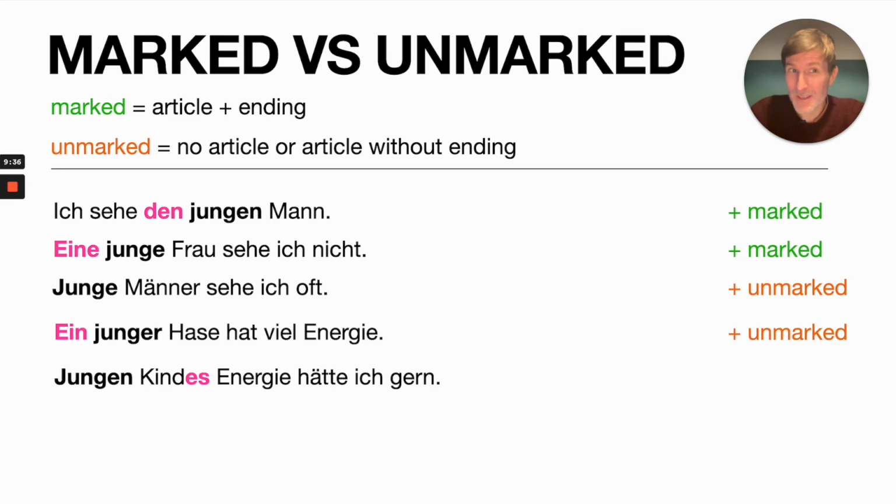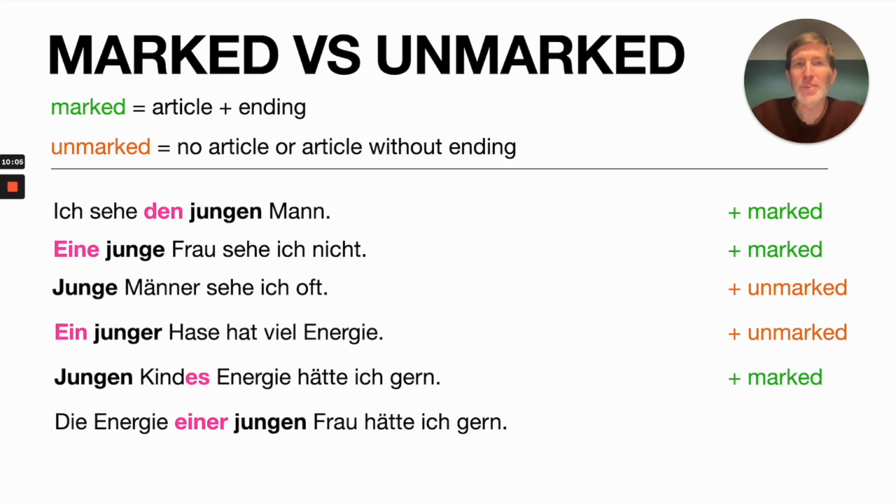This is a trick question. You see there is no article in front of Jungen, and therefore it should be unmarked, but I've highlighted the es at the end of Kind, which is a sign for the genitive. And therefore it's kind of a hidden mark, and this is indeed marked. And you will see later, Jungen ends in en, remember that genitive en? We will get to that in a minute.